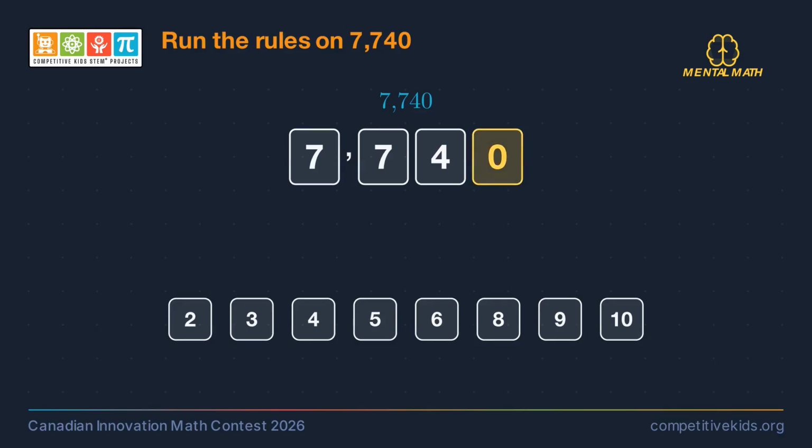The last digit is 0, so 2, 5, and 10 all fire at once. 4 reads the last two. 40 is 4 times 10, so 4 fires. 8 reads the last 3. 740 divided by 8 is 92.5, so 8 is the one miss.